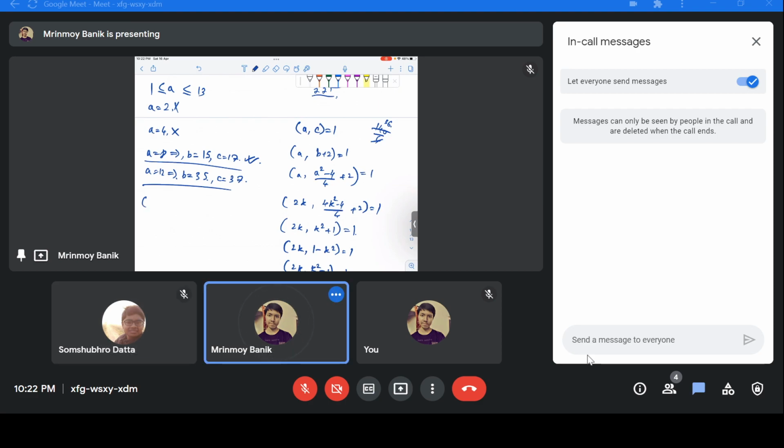So we got the tuples 3, 4, 5, 5, 12, 13, and 7, 24, 25 from the last case, and from this case only 2.